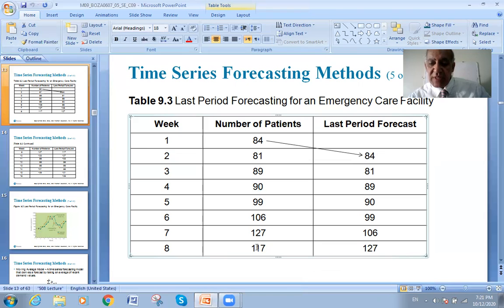Okay, here is 117 for week number 8. Can you give me the number of patients estimated or forecasted for week number 9? I have only till week 8. But can I get 9? Yes, I can get 9, because it is the number of week 8, 117. I will move it here.